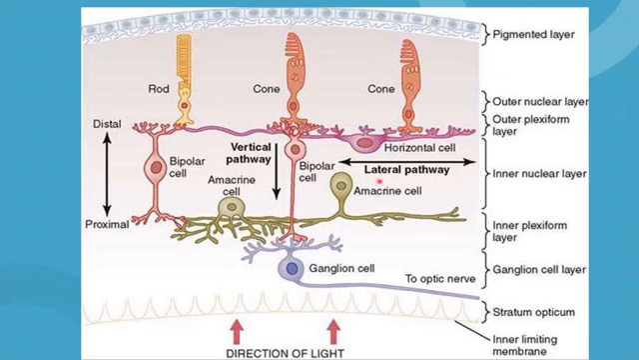So this is again one more picture of the same layers of the retina. So pigmented layer, rods and cones, external limiting membrane, so that will be present here, and then outer nuclear layer, outer plexiform, inner plexiform, ganglion cell layer, and then the nerve fiber layer and internal limiting membrane.